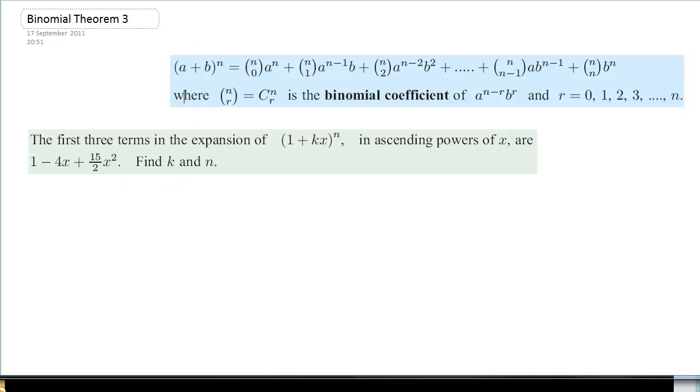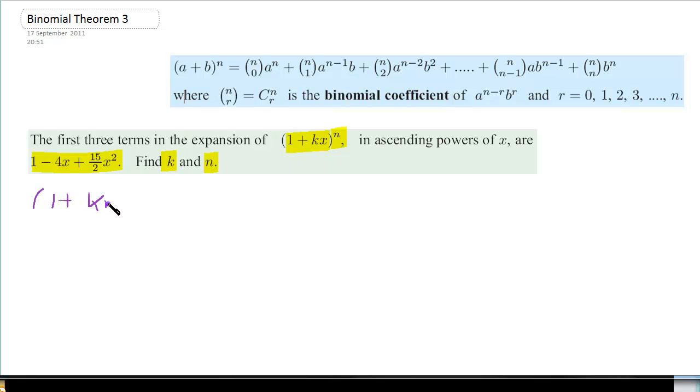Okay, in this question, we're going to expand (1 + kx)^n in ascending powers of x, and we're going to try to match it up with the given expansion so that we can find k and n. So let's start off by expanding this and getting all the x squared terms out.